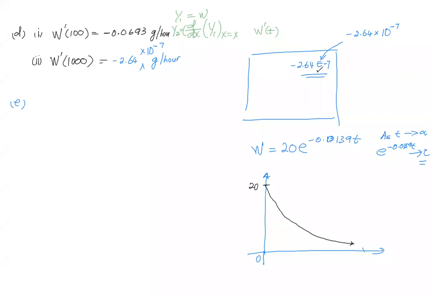Show that dW over dt is equal to b times W for some constant b. So now, when they give you this type of question, your first thing is to please find the rate of change. So my W is equal to 20 e to the power negative kt. Here I just put kt because I don't have to know the value. Okay, so now you have to find the rate of change of W, so dW over dt.